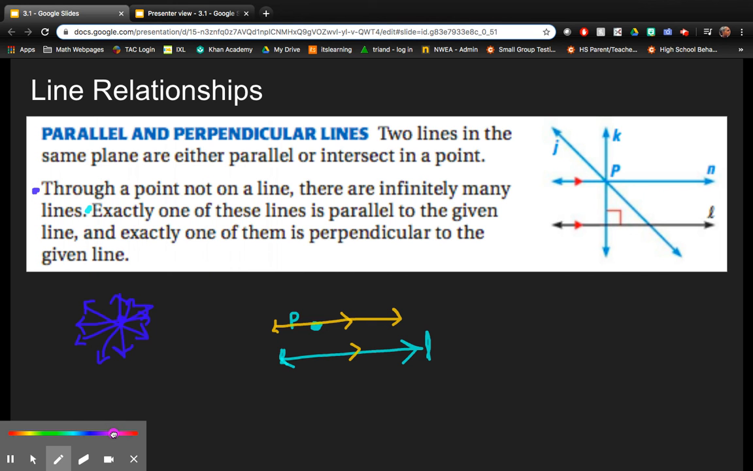And exactly one perpendicular. So that means given line L through point P, there's only one way that I can draw a line perpendicular through L. So that's what this paragraph is explaining to us, that if we're given a point not on L, there's only one line parallel through P and only one line perpendicular through P.